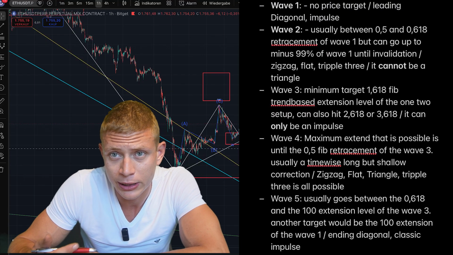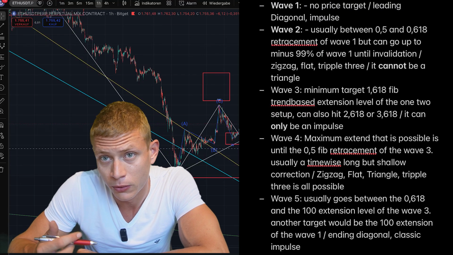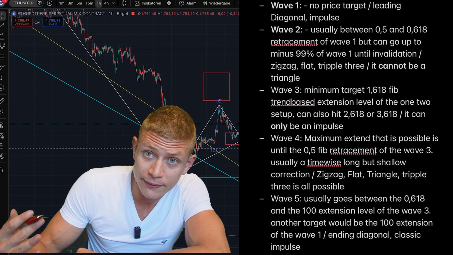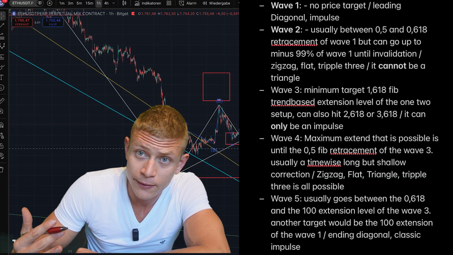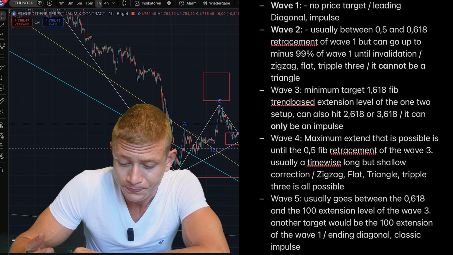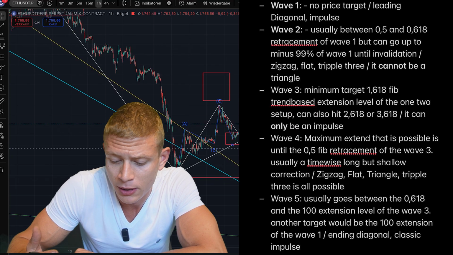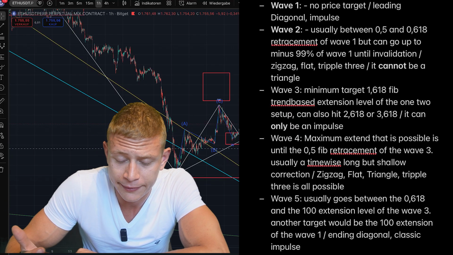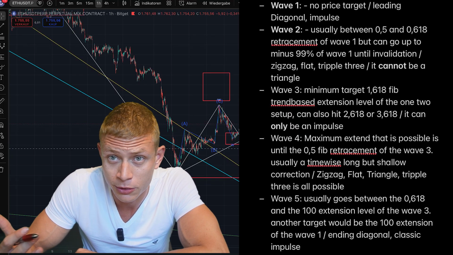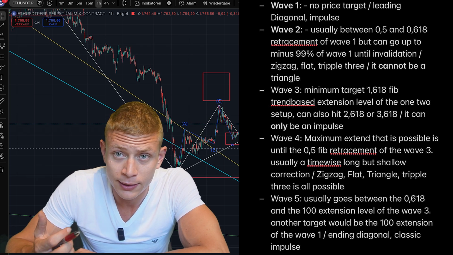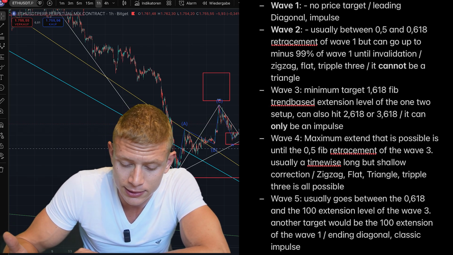This is written out for a classical impulse, okay? So what we're going over are the price targets for a classic impulse in a 1, 2, 3, 4, 5, and also the waves which can happen within this classic impulse. Wave 1 obviously has no price target since it's starting the movement, so you cannot know where it's going, and it can be a leading diagonal or a classic impulse.